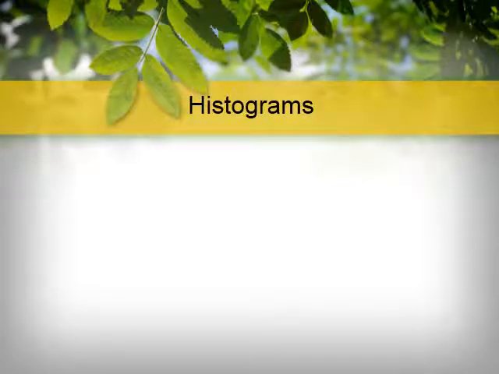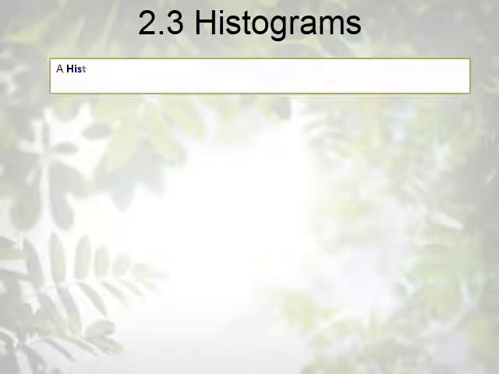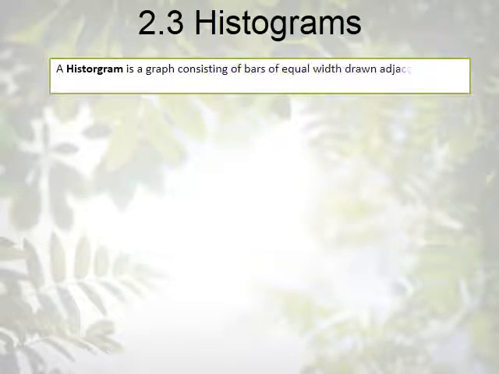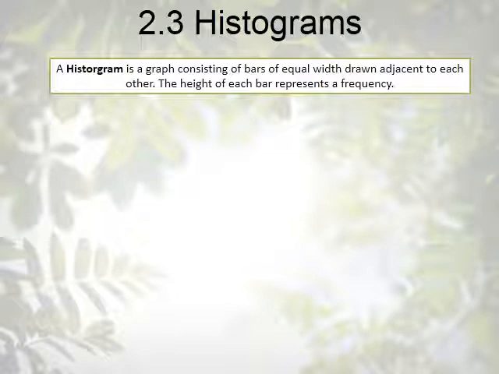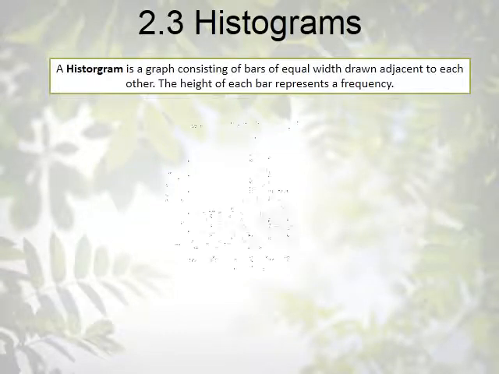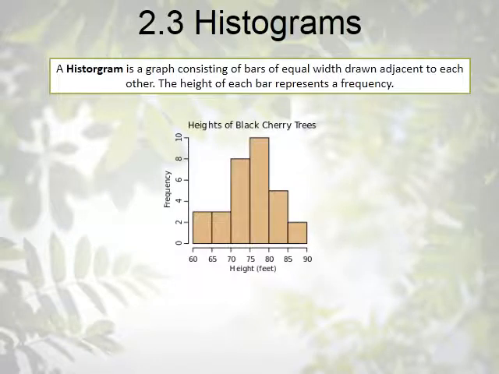Histograms are simply a way of visually representing what we previously talked about, frequency distributions. So as an example of a histogram, which is a graph consisting of bars of equal width drawn adjacent to each other, where the height of each bar represents a frequency from a frequency distribution, we have this as a first example.